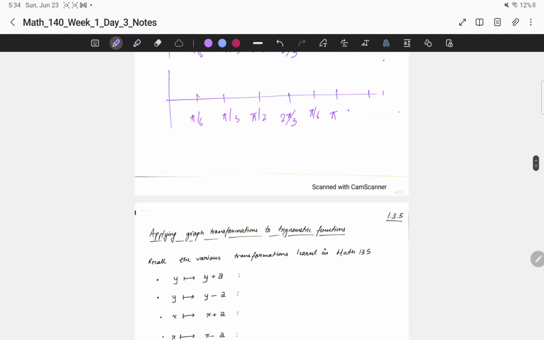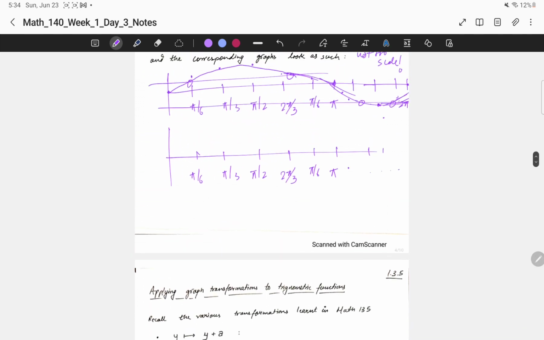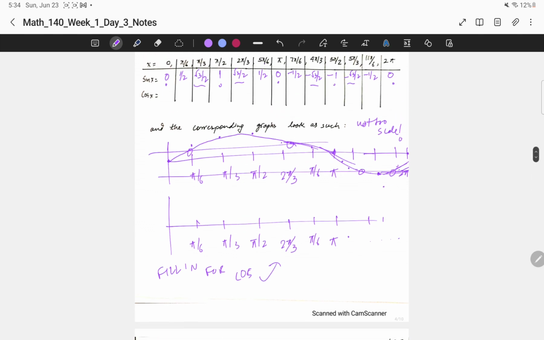You can go ahead and finish the same thing for cosine, and what you should get for cosine is going to look something like that. Okay, slightly different, but try and complete the table and find out exactly what it looks like. And in fact, the time period for cosine is also going to be 2 pi.